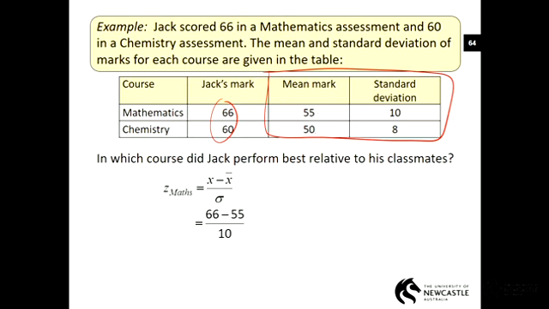So we got 11 above the mean. Awesome. Divided by the standard deviation, so he got a 1.1. So he did really well in maths. How did he do in chem?